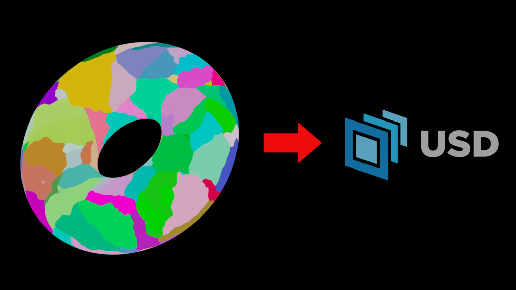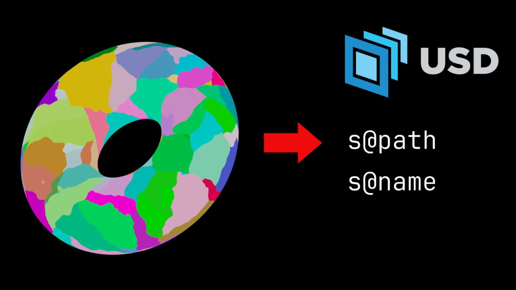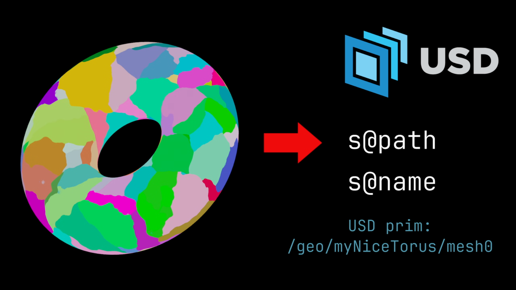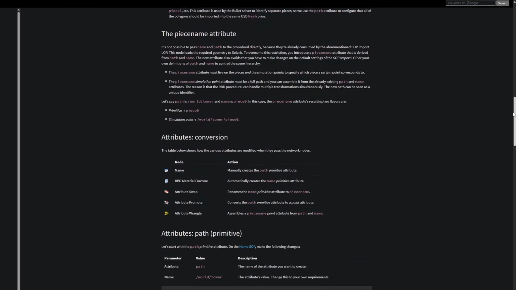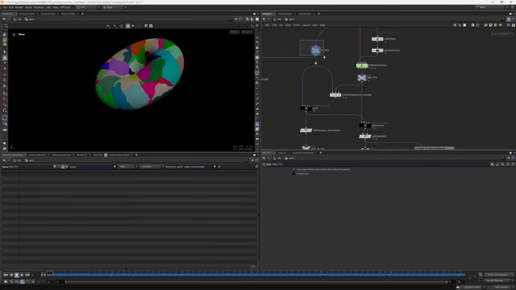When importing our geometry to Solaris, both the path and the name attribute are reserved by Houdini for building the prim hierarchy, with path taking precedence and name serving as a backup. This means we can't just use the name attribute like always. SideFX built a workaround for this directly into the procedural in the form of the piecename attribute, which is what the giant document is for. So let's build our version of this.